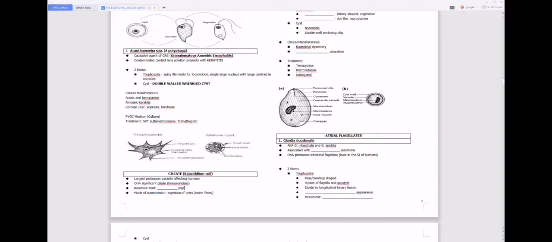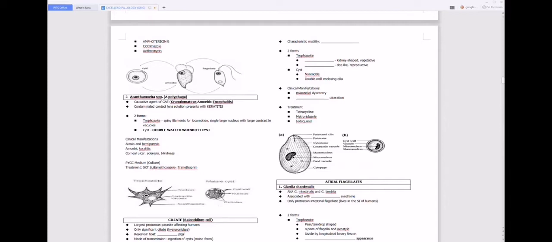Kasi diba, pigs ang reservoir host ng Balantidium coli. And its characteristic motility is thrown ball motility or rolling ball motility. Okay? So its infective stage is the cyst, while its diagnostic stage is both the cyst and the trophozoid.